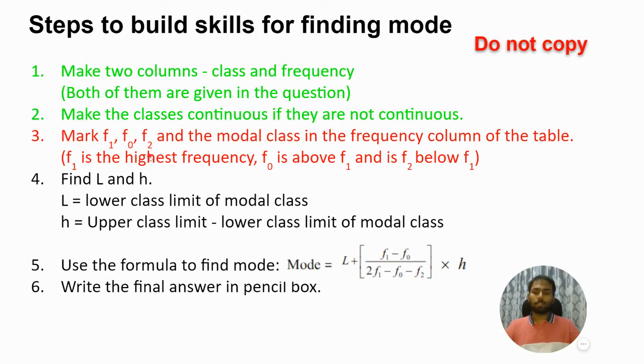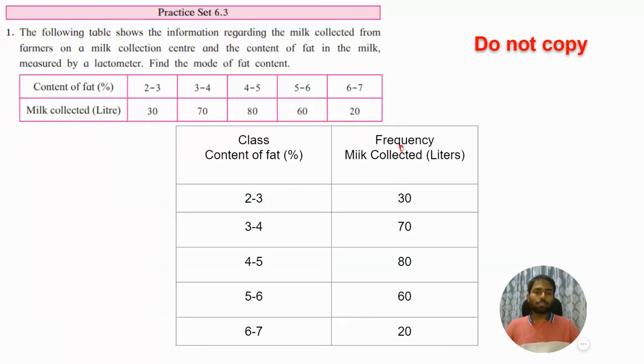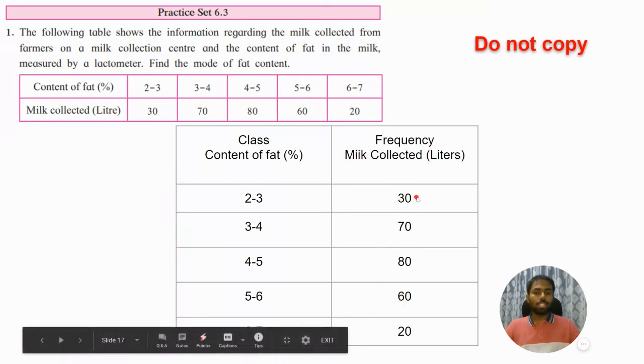to how I'm marking these three things. Okay, so what you will do is, in the frequency column you will see which is the highest frequency: 30, 70, 80, 60, 20.